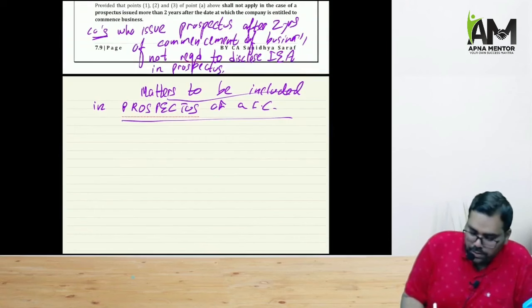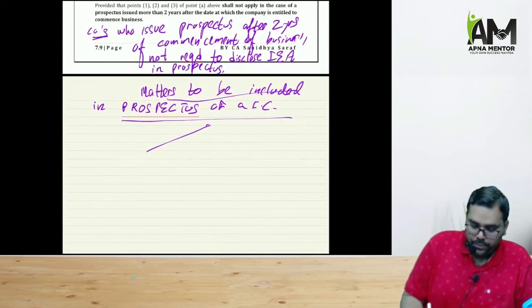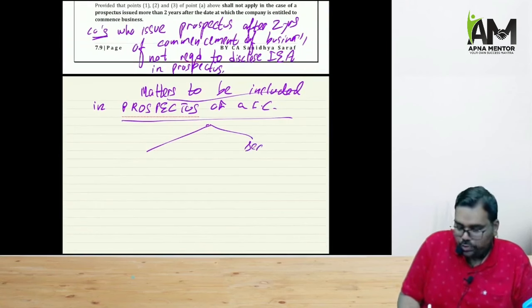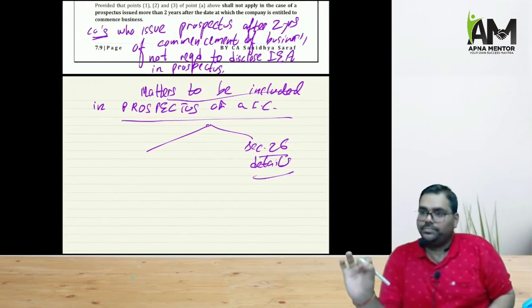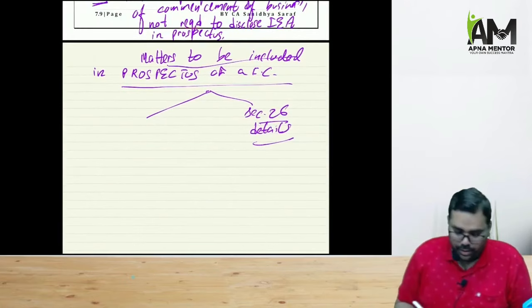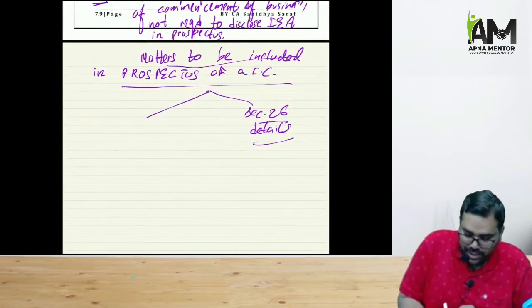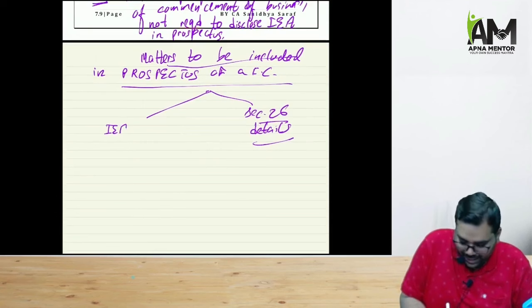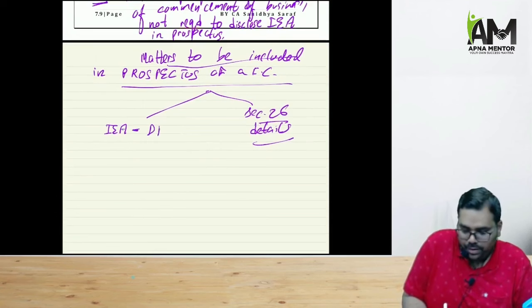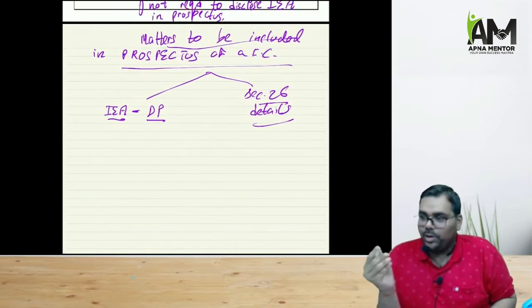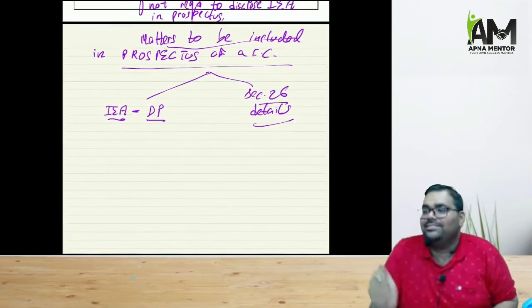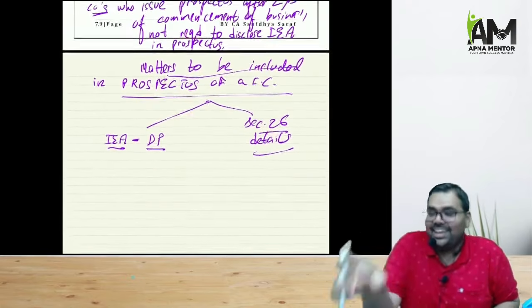How will you remember? One is section 26 details, that is the normal Indian company details, right? And another, how you remember, you see, IEA DP. IEA DP. You are saying to Deepika Padukone, IEA DP.